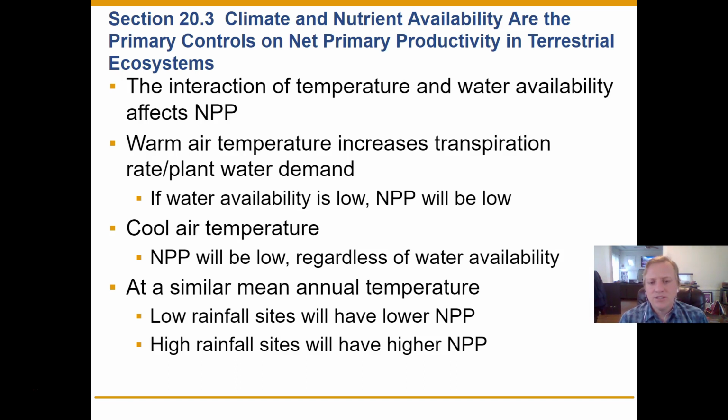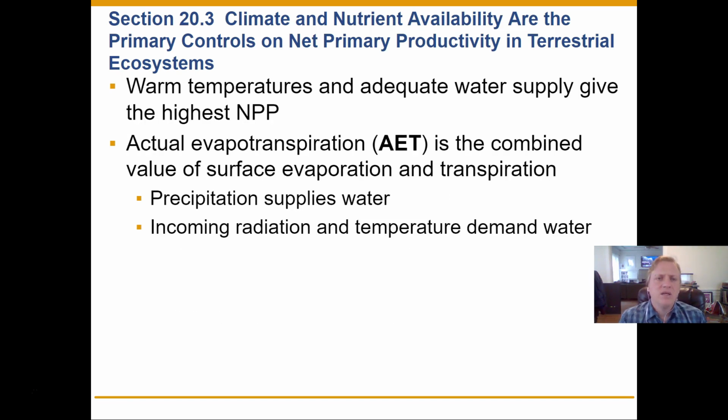So, if you have a similar mean temperature though, but low rainfall, like let's say you had a region that was an average of 60 degrees year round and you had low rainfall, versus an area that was 60 degrees year round and you had high rainfall, one of those regions is going to have low productivity, one of them is going to have high productivity. I'll let you guys think about which one that would be. Warm temperatures and enough water give you the highest net primary productivity in general.